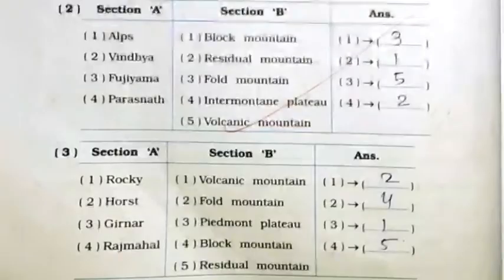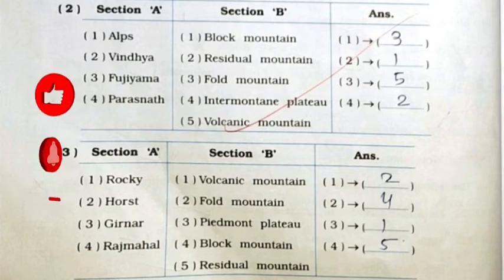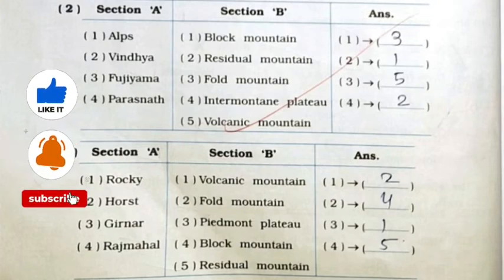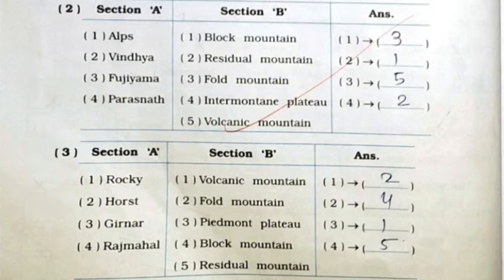Now second part, first one, Alps, it's option number 3, fold mountain. Second, Vindhya, it's option number 1, block mountain. Third, Fujiyama, it's option number 5, volcanic mountain. Fourth, Parasnath, it's option number 2, residual mountain.